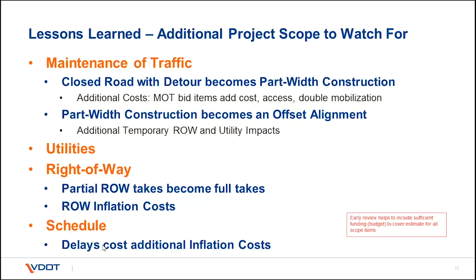And then finally, the schedule. If you assume an aggressive schedule, and then later on we get a 2-year delay, that incurs inflation costs. That could be anywhere from 3 to 9%, depending on the project and whatnot. So again, be mindful of the schedule and make sure you've included the inflation costs as well.